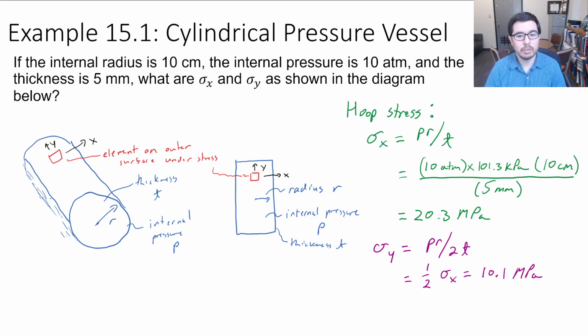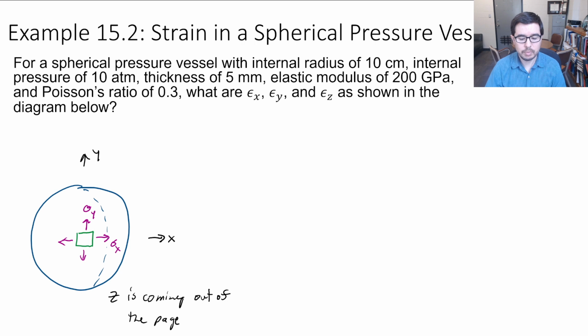Let's do another example. This one has us looking at a slightly more complicated problem, but it's with a spherical pressure vessel, and we're going to be interested in the strain. We're given some internal radius, some internal pressure and thickness, an elastic modulus, and Poisson's ratio. And the question is, what are epsilon x, epsilon y, and epsilon z?